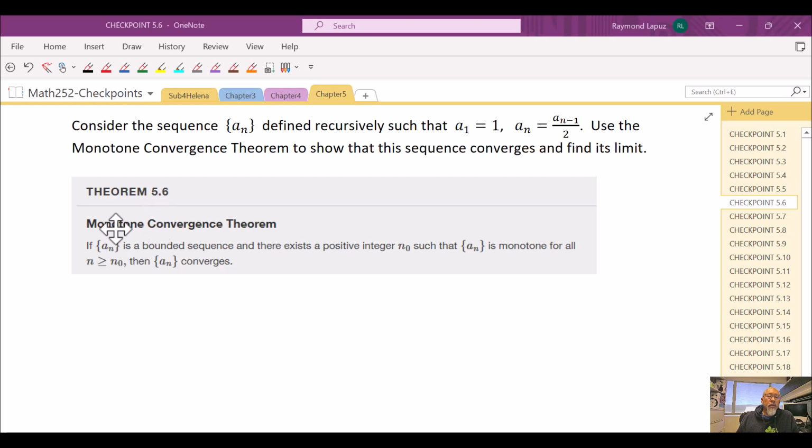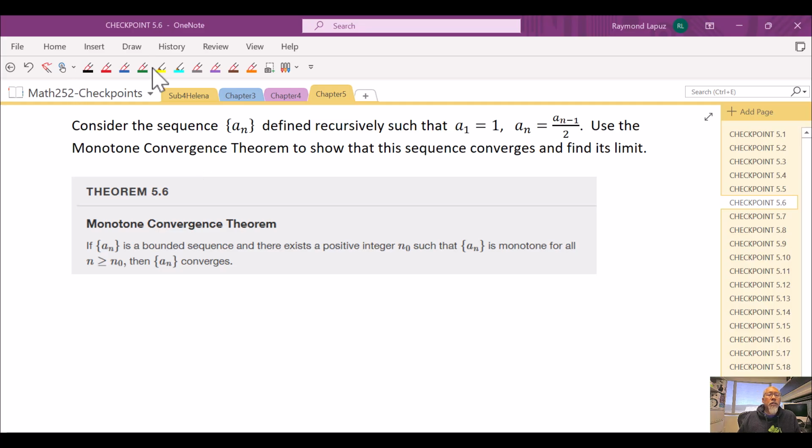Here is the theorem that says that if a sub n is a bounded sequence, and there exists a positive integer n sub 0 such that a sub n is monotone for all sequence members that are bigger than n sub 0, then a sub n converges.